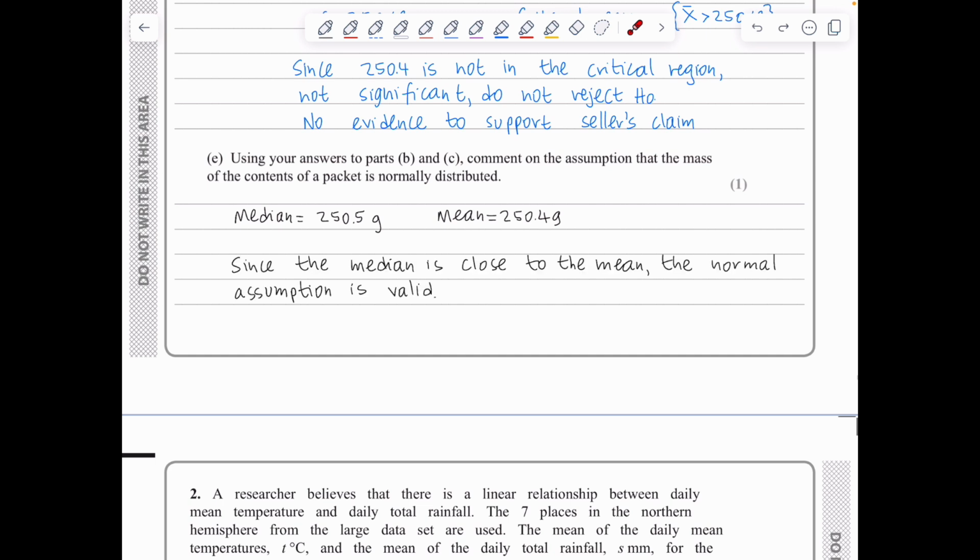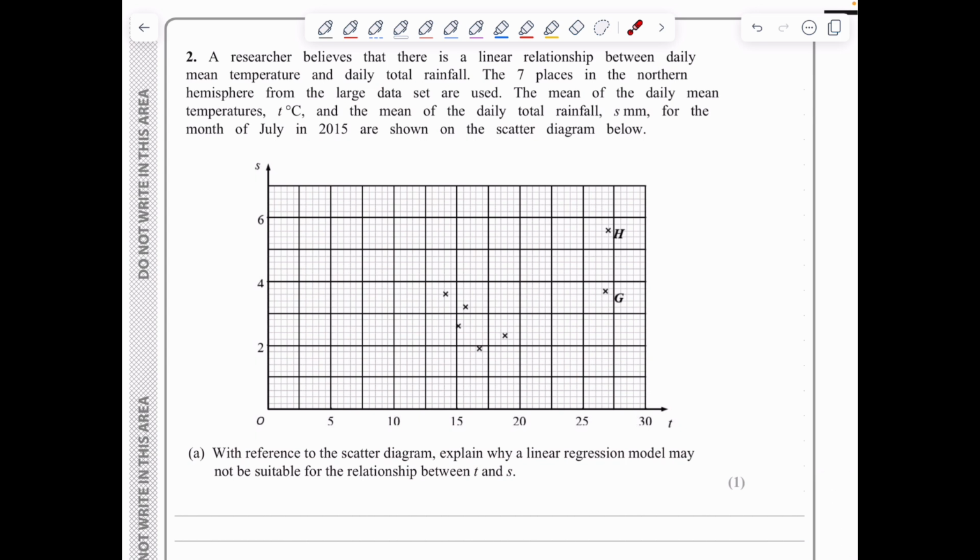assumption is indeed valid. In question 2, we've got a researcher believing that there's a linear relationship between daily mean temperature and daily total rainfall. So we've got the 7 places in the northern hemisphere from the large data set considered. We've got the daily mean temperatures and the daily total rainfall for the month of July in 2015, shown on the scatter diagram below. And with reference to the scatter diagram, we need to explain why a linear regression model may not be suitable for the relationship between T and S.